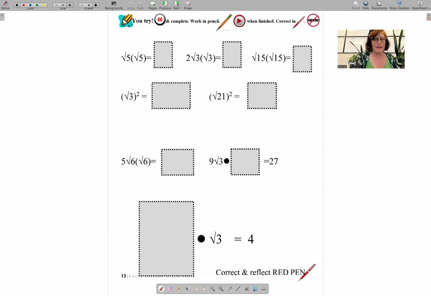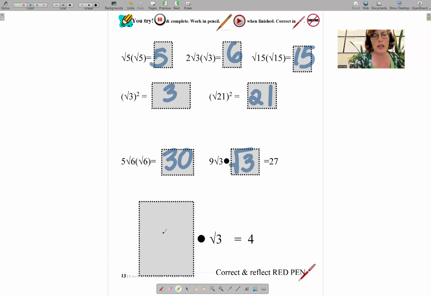Welcome back. Ready? I'm just going to give the answers here, and then you got to go back and figure out why it's right or wrong. Ready? This one's 5. This is 6, 15. This is just going to be 3, 21. That's going to be 30. This is root 3. This is root 3, 4 over 3. 4 root 3 over 3.